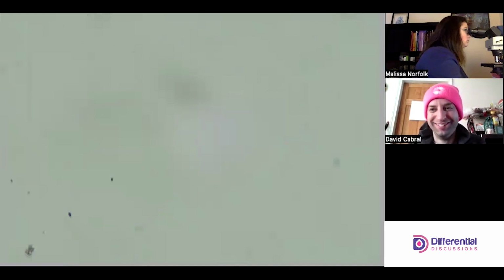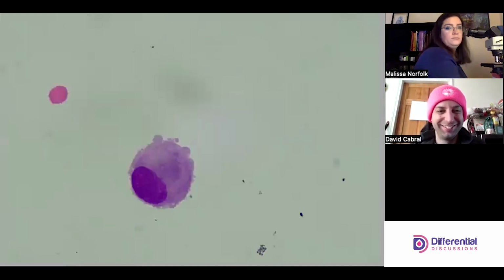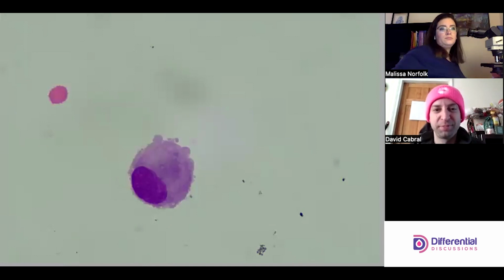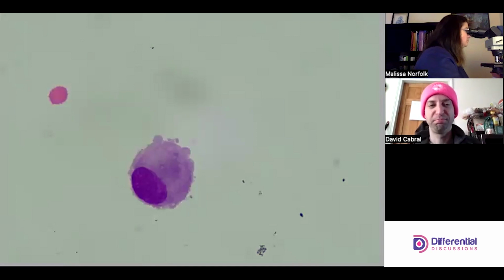Neutrophil. Yep, that's a really nice one. Nice meso. Blebby. Nicely stained. Nucleus looks great. Yep, I agree.